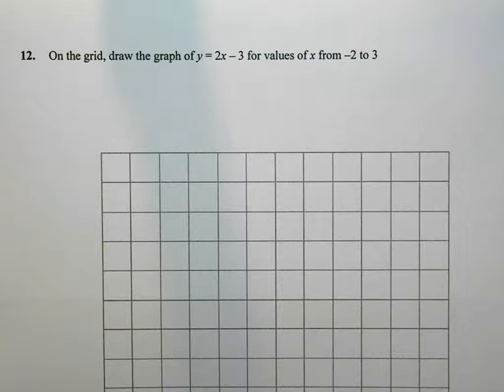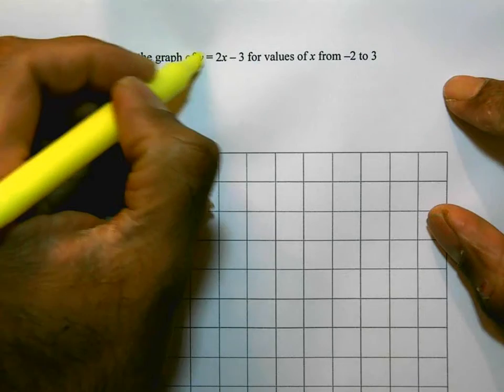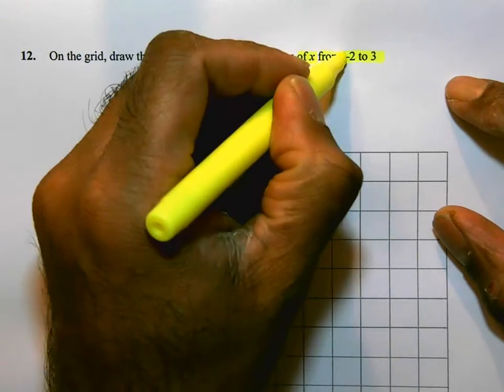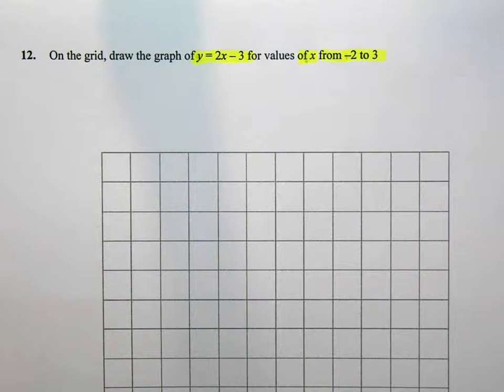This is number 12 on the November 2014 calculator paper. Okay, so looking at this question, it says, on the grid, draw a graph of y is equal to 2 minus 3x for values of x from minus 2 to 3. So we've got a grid, and there aren't any axes labeled on it. There aren't any axes drawn on it. We need to actually draw the graph, the straight line graph that is showing this equation.